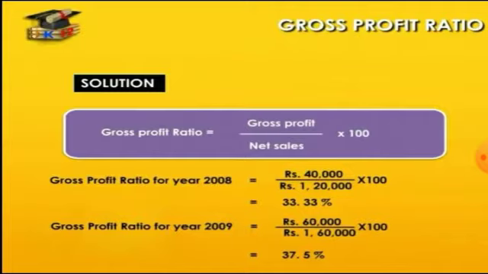Let us come to 2009. Gross profit ratio for the year 2009 is equal to gross profit, which is 60,000, and the net sales is 1,60,000. When you divide 60,000 by 1,60,000 into 100, you get 37.5%. So gross profit ratio for 2008 is 33.33%, and gross profit ratio for the year 2009 is 37.5%.